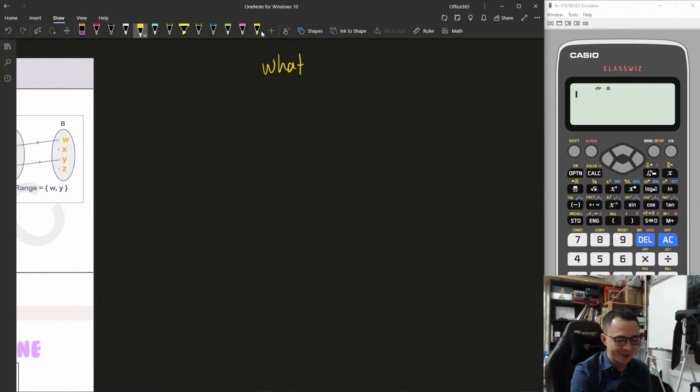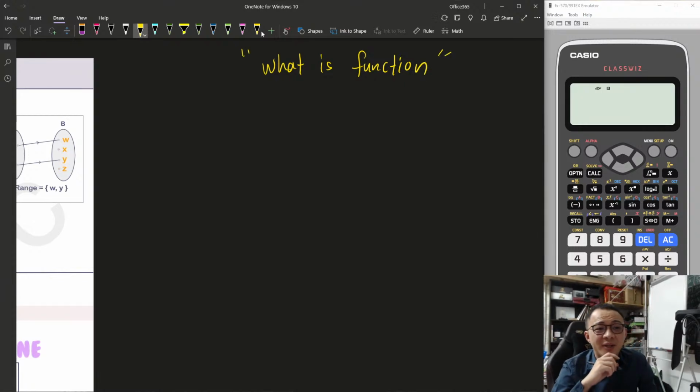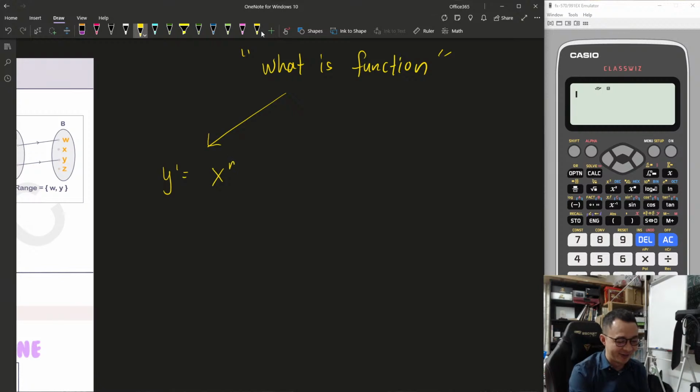What's this function? Because in this topic you need to know what a function is. It's not like philosophy or anything. In this topic, they define the function like this: it must be y to the power of 1, and the x can be any power you want. It can be power of n, or power of square root of 1 over 2. It can be power 2, power 3, power 4.